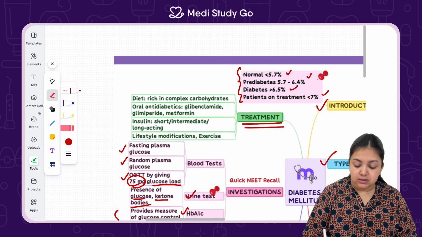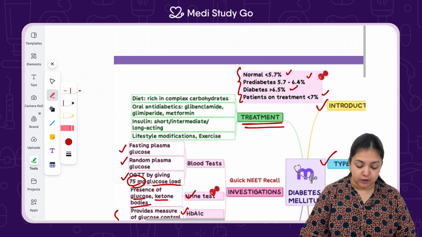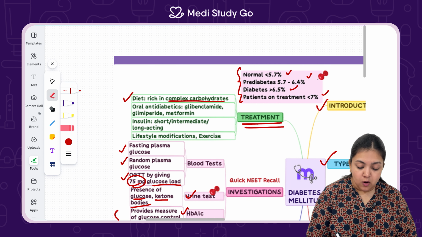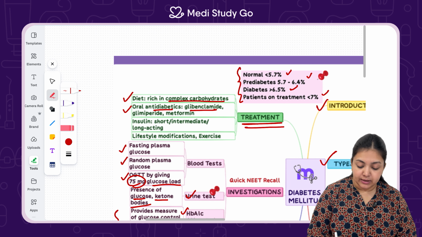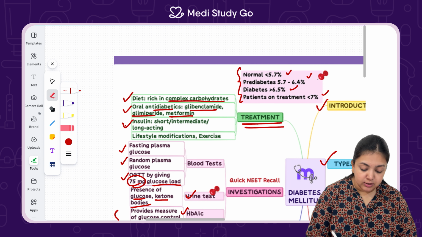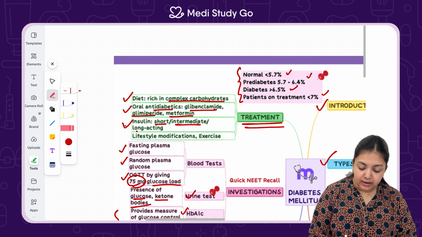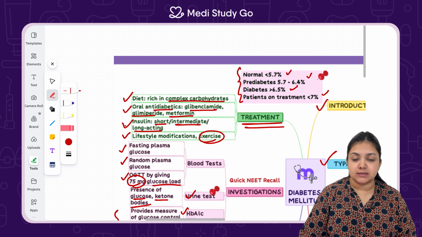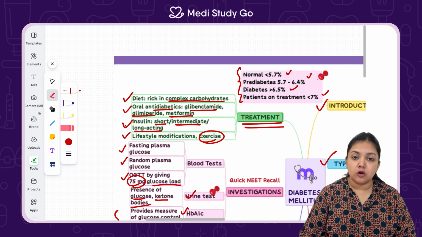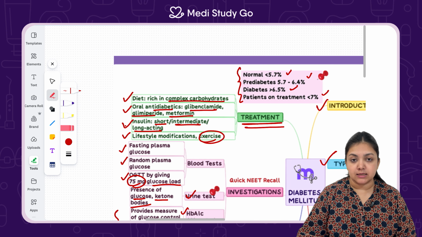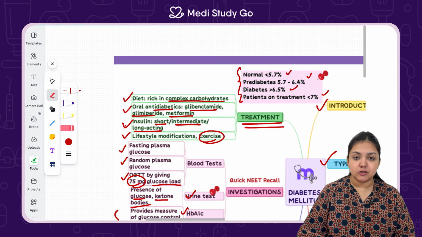The treatment involves diet correction and lifestyle correction. Diet must include complex carbohydrates and not processed ones. Oral anti-diabetic drugs are given, like glibenclamide, glipizide, and metformin, because these are going to increase the sugar uptake by the cells. Insulin can be given, which can be short-acting, intermediate, and long-acting. And lifestyle modifications along with exercise and reduction of obesity are advised to the patient, because all of those are going to increase the metabolism of the body, increase the glucose uptake by the cells, therefore decrease the hyperglycemic situation.